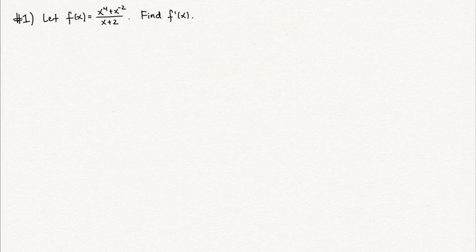For our first example problem, let's look at the function f of x is equal to x to the fourth plus x to the negative 2 over x plus 2. And we want to find the derivative of f. The first thing I notice about this function is that it's a quotient, right? So this means that we should be using the quotient rule for taking a derivative.